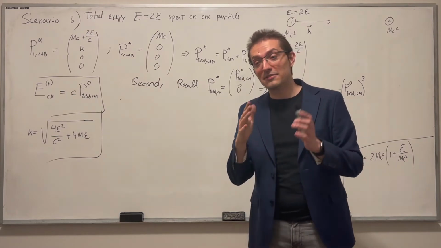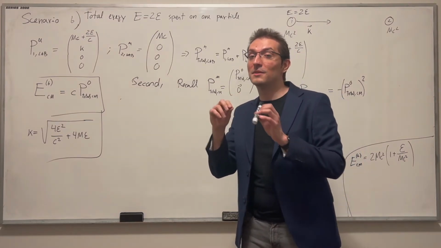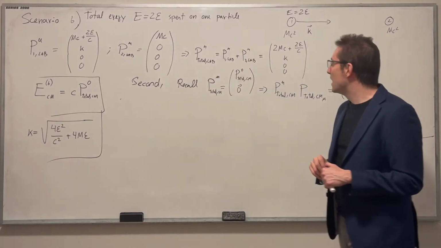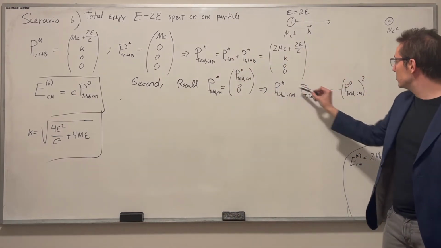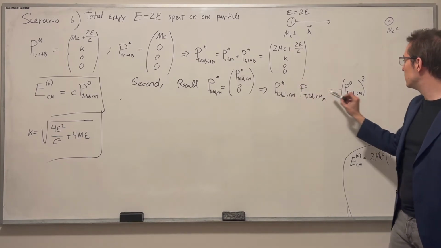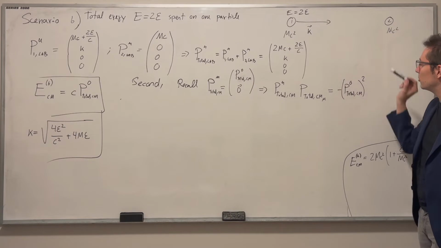The center of mass frame is that for which the total linear momentum is 0. So the total spatial momentum is 0. Now, knowing that, we know that the contraction of the total four-momentum in the center of mass frame with itself will be just minus the zeroth component squared.